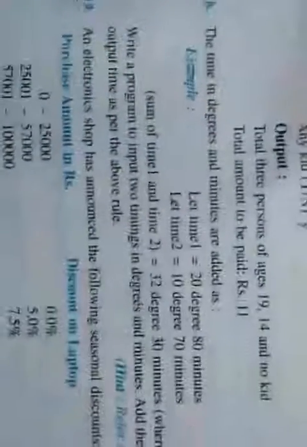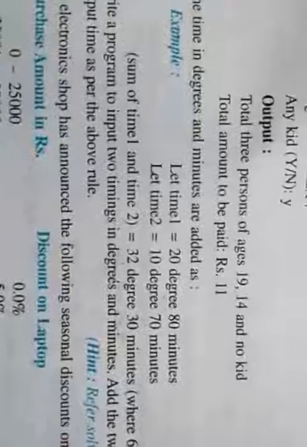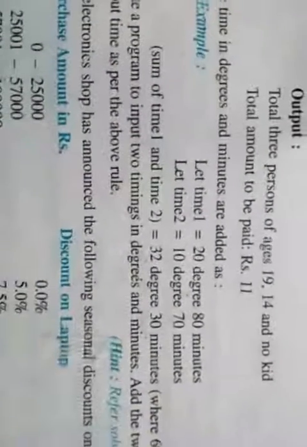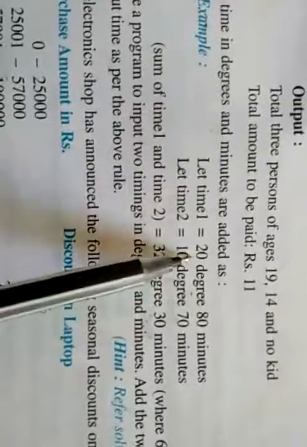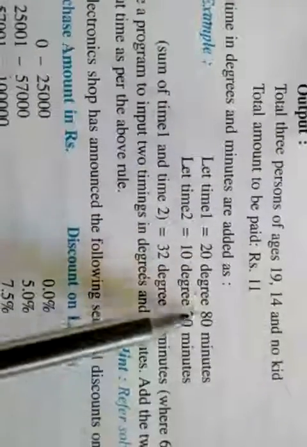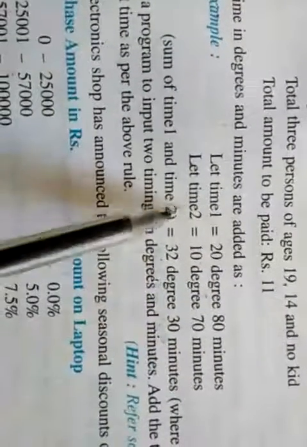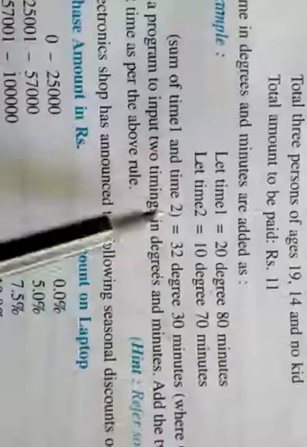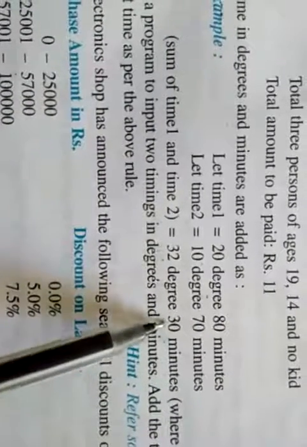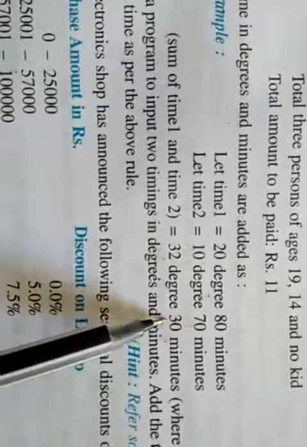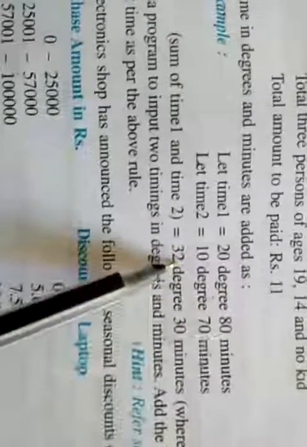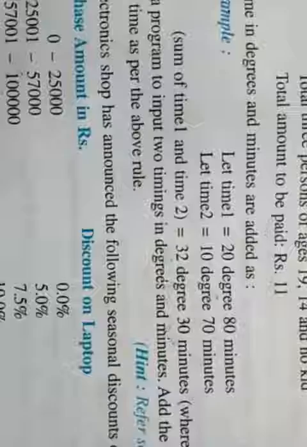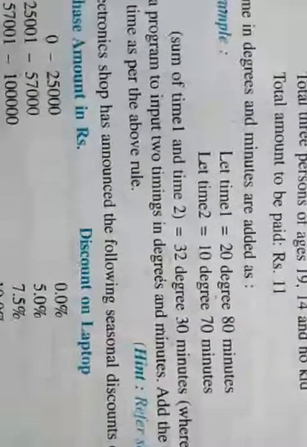And the next question of the book is, here we have to input 2 times in the form of degree and minutes. Suppose time 1 equal 20 degree and 80 minutes, and time 2 equal 10 degree and 70 minutes. So the sum of time 1 and time 2 will be 32 degree and 30 minutes. So this will come to 31, and 80 plus 70 is more than 60, so we will divide the minutes by 60.